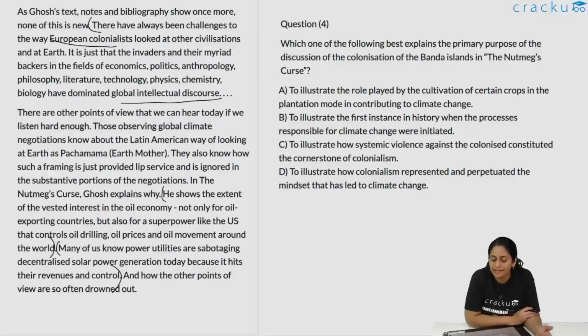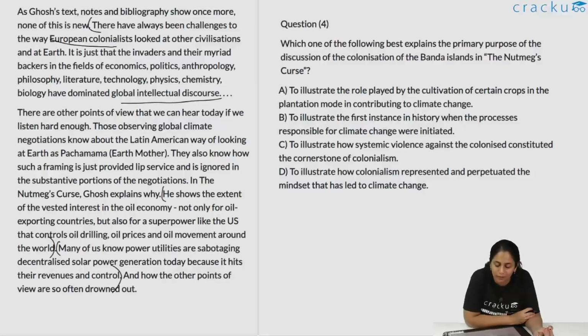Which one of the following best explains the primary purpose of the discussion of the colonization of Banda Islands in the Nutmeg's Curse? The Banda Islands give two reasons why those are discussed. First is that it was a way of killing the indigenous understanding and relationship with nature, and the second was that it was a way of attacking Earth itself. You are not only colonizing the people, but you are colonizing the Earth as a resource to be exploited. So that basically showed that this was the start of the way in which Earth was systematically exploited. The mindset was put into play by these kinds of acts.